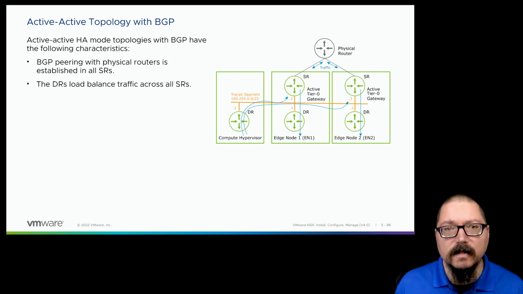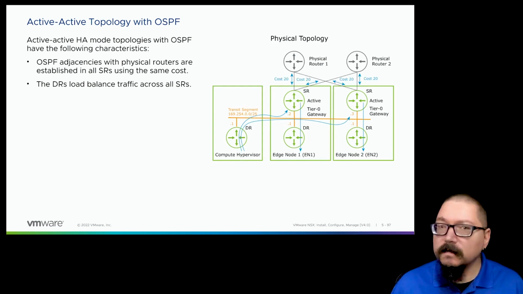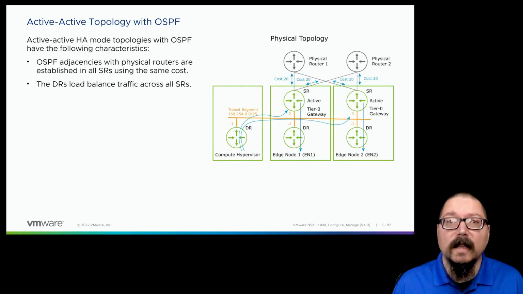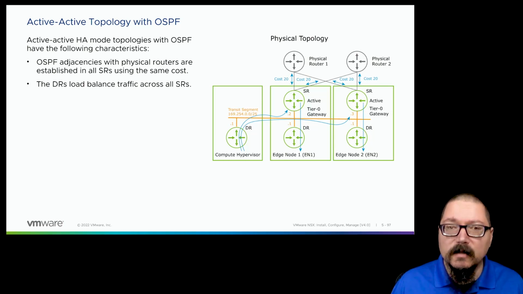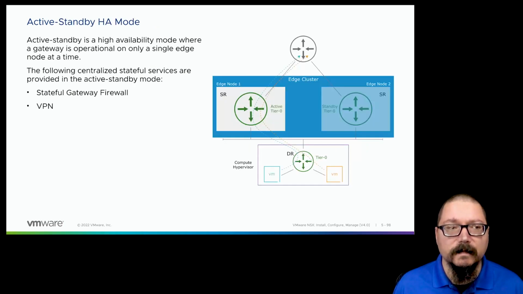Once the traffic gets to the service router, we have another ECMP hash to figure out which of the uplinks we're going to forward that traffic across. With OSPF, we really have the same thing going on. We're just using a different routing protocol. My distributed router figures out which of the service routers to forward to, and in turn, the service router figures out which of the upstream peers to forward the traffic out to the physical.